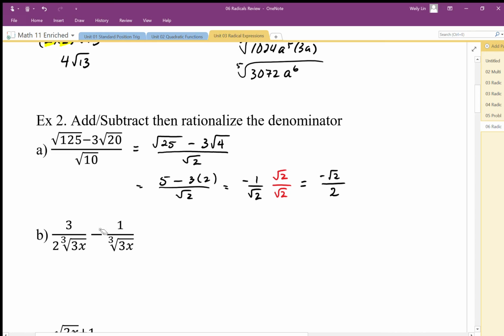Here, to add and subtract, we need a common denominator. We cannot simplify this fraction, so we need to ask ourselves what factor is missing from each of these denominators to make it look like the other one. They share a common factor of cube root of 3x, so we're missing a factor of 2 here. Since we add a factor of 2 on the bottom, we have to keep the fraction the same, so we have to do the same to the top. Here then we've generated a common denominator.